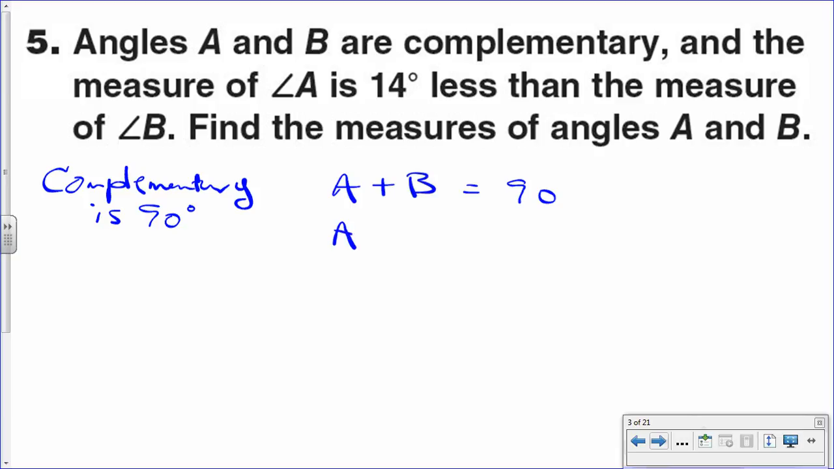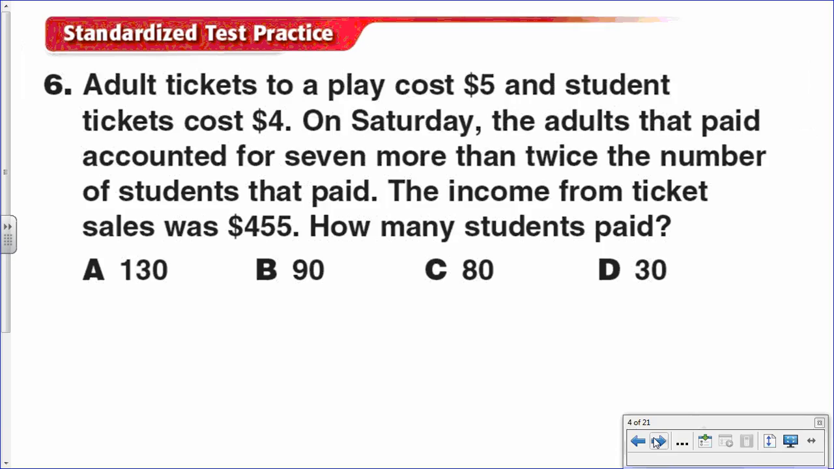Okay, and the measure of angle A is 14 less than the measure of angle B. Okay, so A is 14 minus B. That's one of those ones kind of confusing because when you see less than, you automatically assume or think that it's what? Anybody? Anybody? Yeah, equality. Okay.